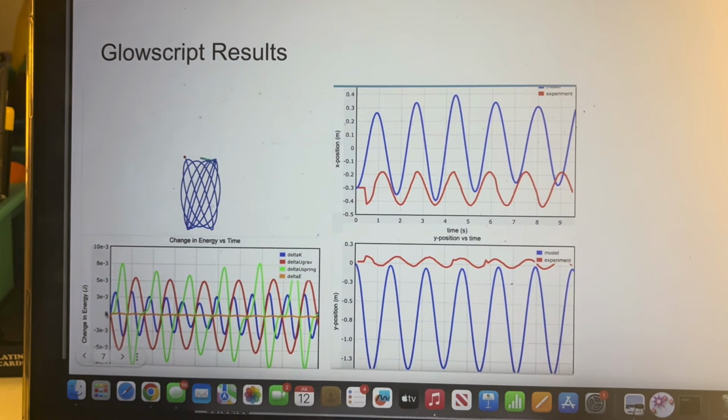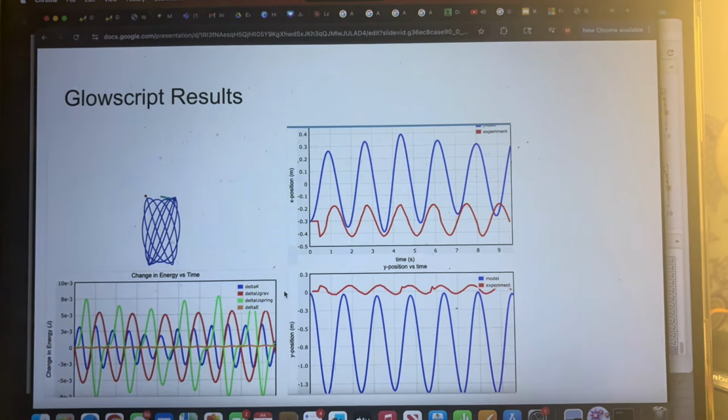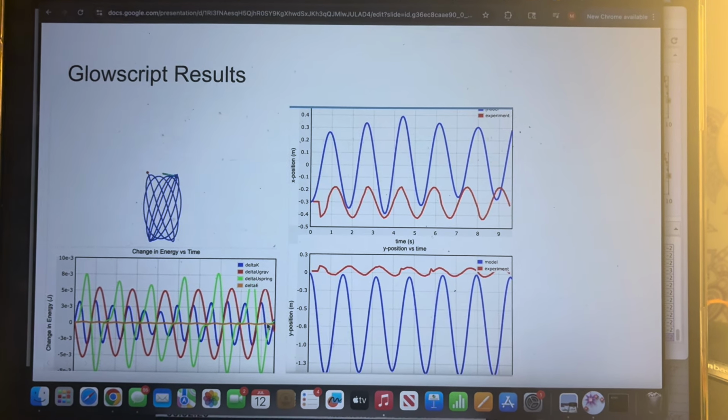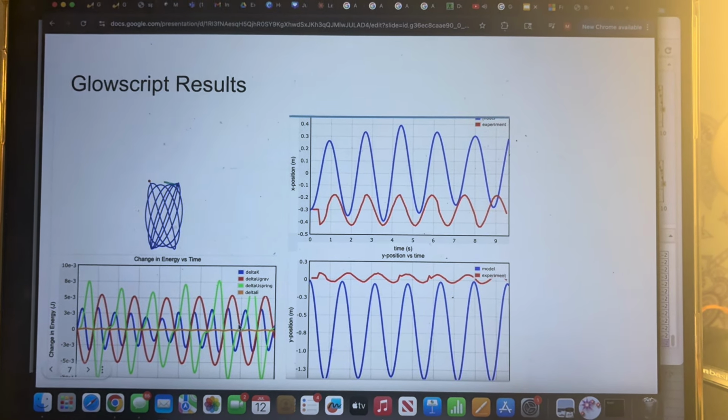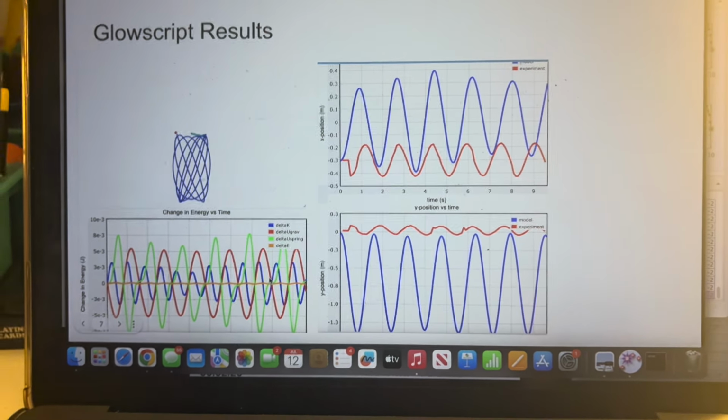And then for this graph, the change of the individual components is present, but in terms of the change in energy overall, it's about 0 due to the law of conservation of energy.